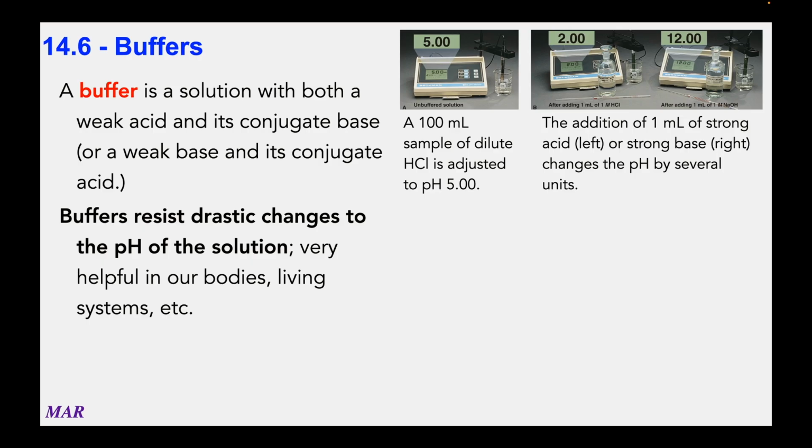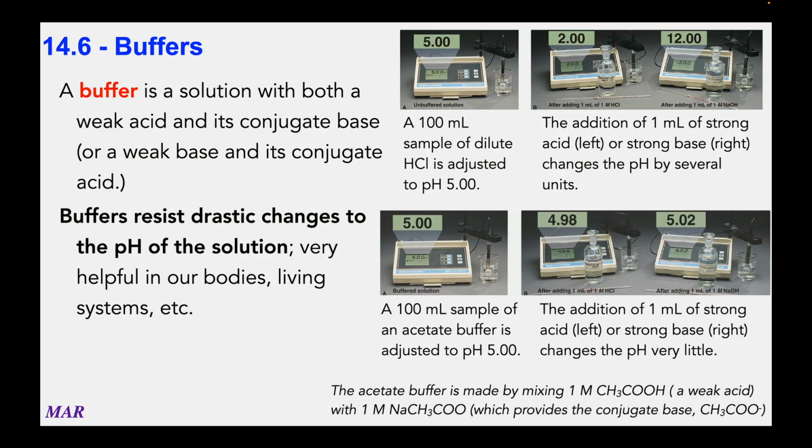So up there in the picture, we have a 100 milliliter sample of dilute HCl, and we adjusted it to a pH of 5. A pH of 5 isn't super acidic, but it's hardly basic either. What we did on the right is add a milliliter of either strong acid or strong base. And look what happens. The pH just went crazy. You add a milliliter of the strong acid, the pH went down to 2. You add a milliliter of the strong base, and the pH went up to 12.0. So this is an example of a non-buffered solution, and just a milliliter will make the pH change go crazy.